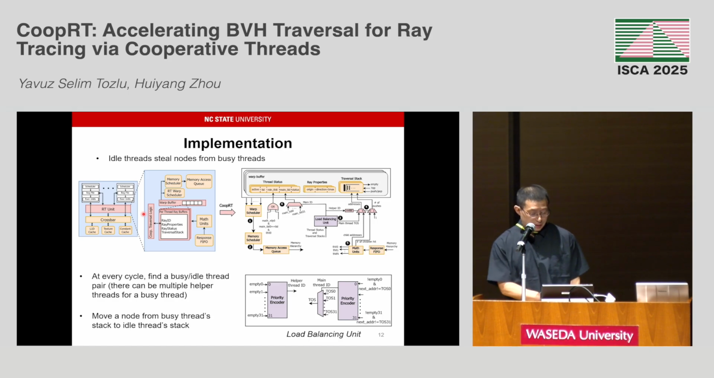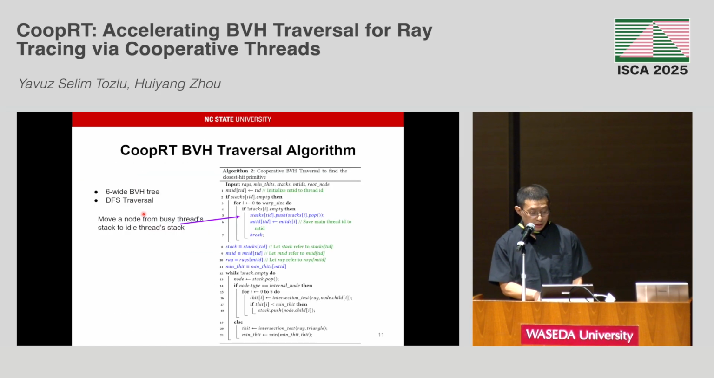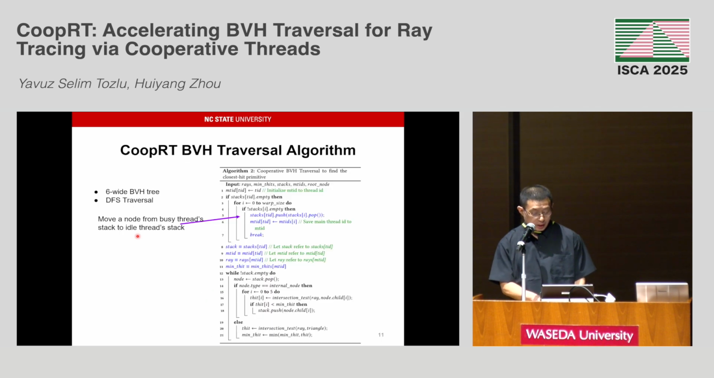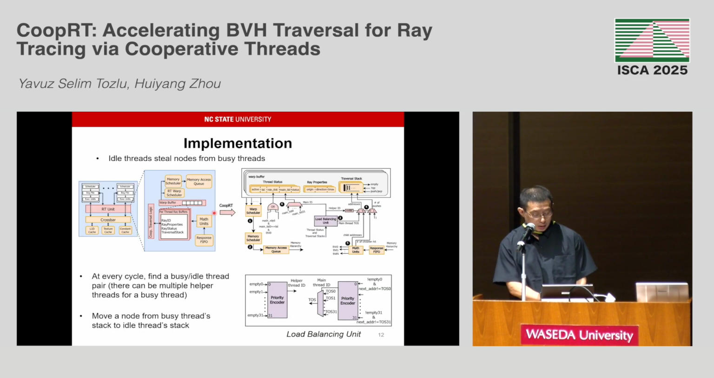And of course, we also need to ensure that the common closest hit value is updated correctly, so we add another field to maintain the main thread ID. That's basically the key takeaway from all these implementations. The details are available in our paper. All right.